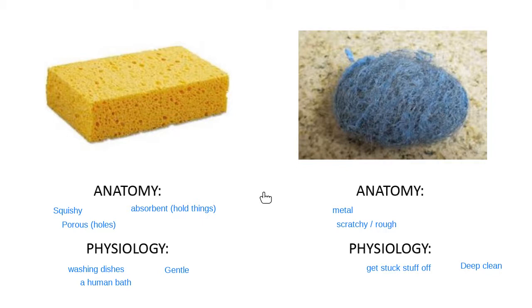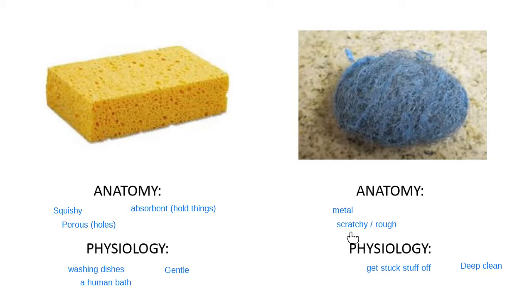If I'm trying to do a deep clean, I'm fighting really hard to get something off, a Brillo pad would help with that. If I'm trying to do a more gentle clean, a sponge would be the way to go. So yeah, like somebody mentioned in the chat, let's only use sponges on our children, not Brillo pads. That would not be great. Let's save these Brillo pads for the things we've got to really deep clean that we're willing to scratch up a little bit.